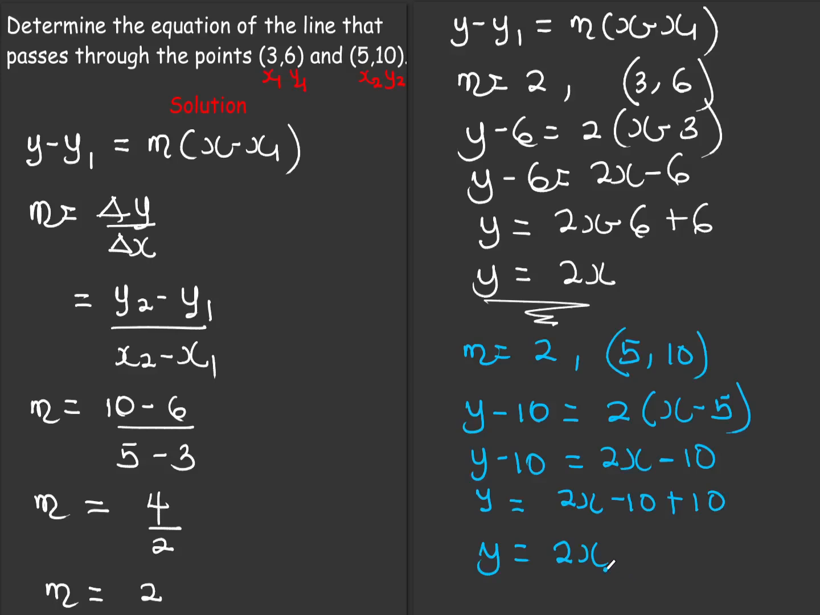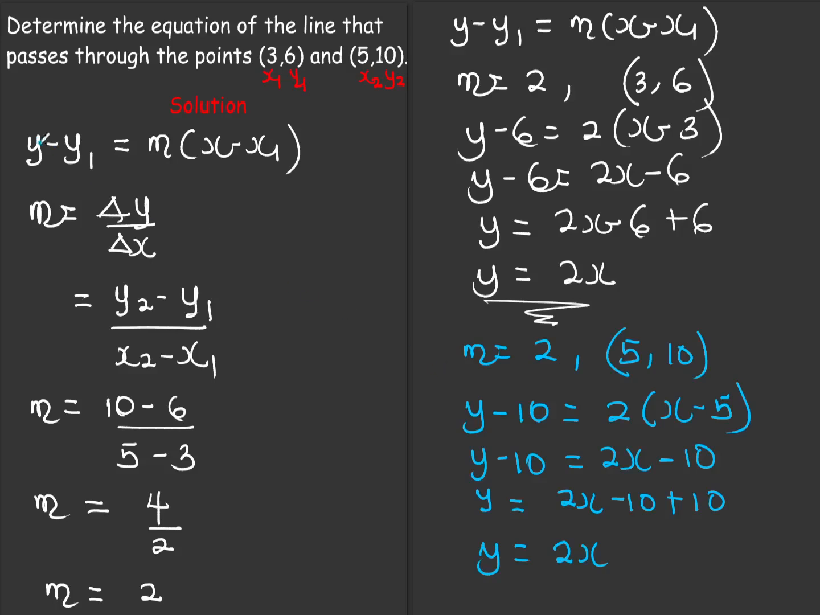So it doesn't matter the point you take, so far as you used them to solve for your gradient, you can take any of them. Basically, this is the point slope method, where we just need at least 1 point and the gradient. But if you are given 2 points, then you need to use the gradient formula to solve for the gradient, after which you take any of the points.